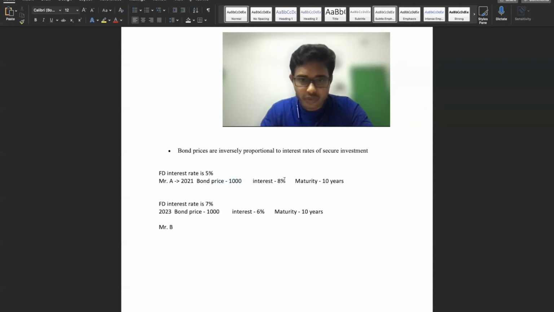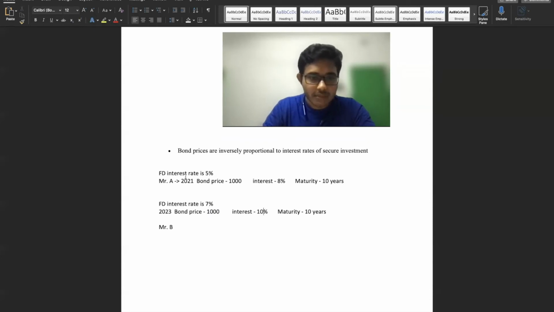Now, after 2 years, let's say the FD interest rate increased and it becomes 7%. And now the new bond, which is issued at 1,000, its interest rate won't be 8%, it will be more than 7%. That will be around 9% to 10%, because it should be more than the interest rate of a secure investment like FD, right? So FD rate is 7%, bond interest rate is 10%.